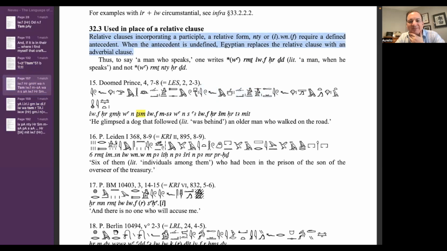Relative clauses incorporating a participle, a relative form, anti, or eowenef require a defined antecedent. In other words, the dog, the man. When the antecedent is undefined, Egyptian replaces the relative clause with an adverbial clause, which is exactly what we have here. A man, a dog, so it needs a U. Kind of cool, huh? There's still a similar rule in Coptic, I believe, where you use the circumstantial in very similar circumstances. And if you want to see more, there is more in chapter 32.